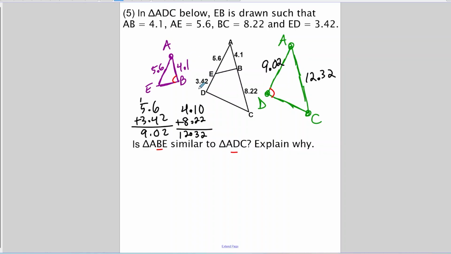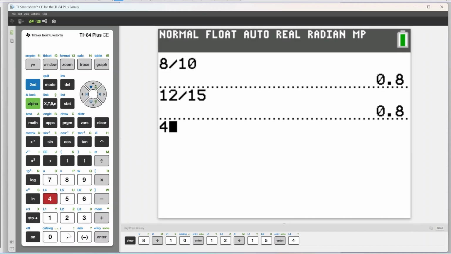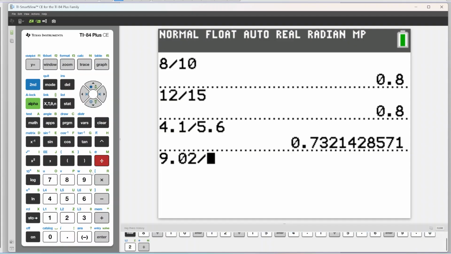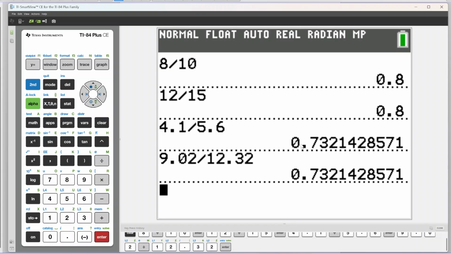That's why in the beginning I said I always recommend that you write the small side over the big side. So do small side over big side and see if the ratios are equal. Let's see if these two ratios are equal. We'll type this in. We have 4.1, and we're going to divide by 5.6. We press enter, and this is our first ratio. And then the next one was 9.02, and we're dividing this one by 12.32. We type this in, and notice we get an exact match.